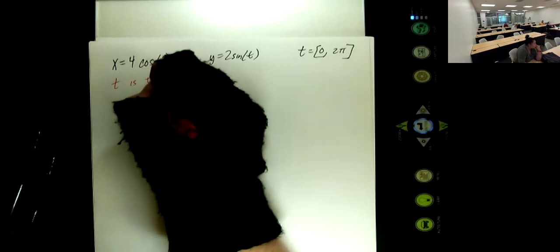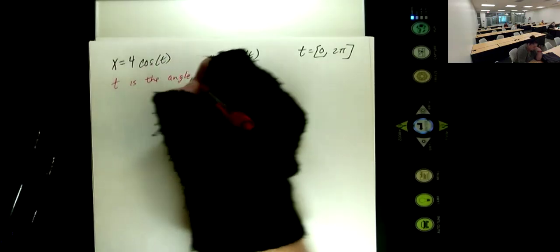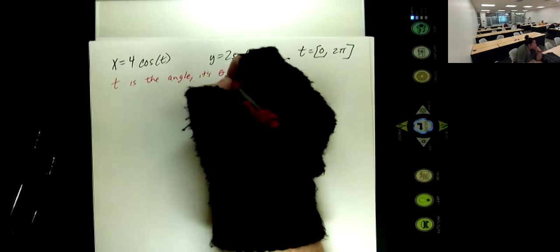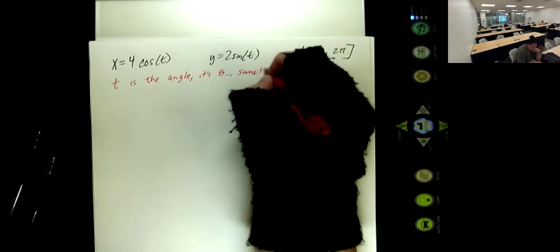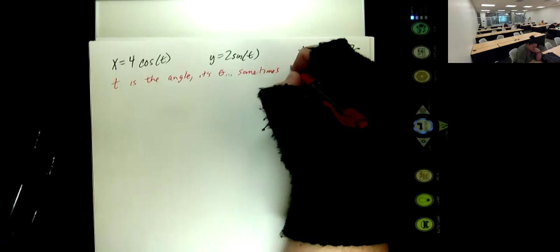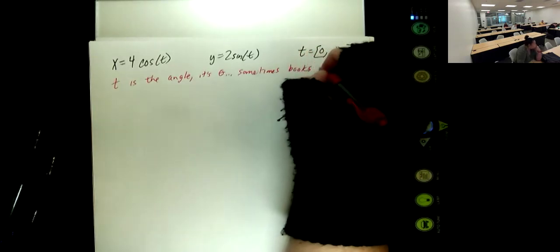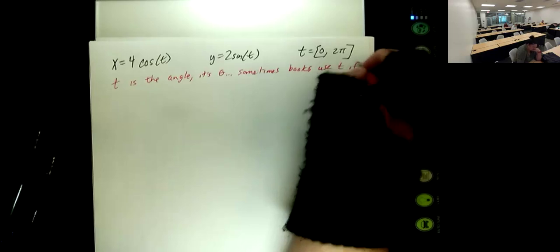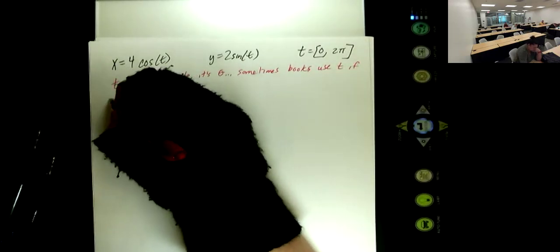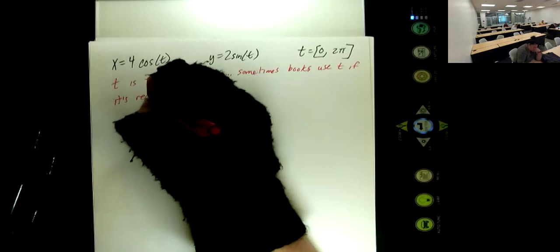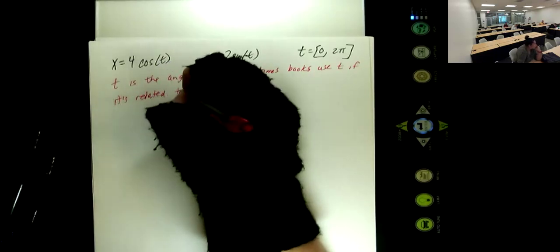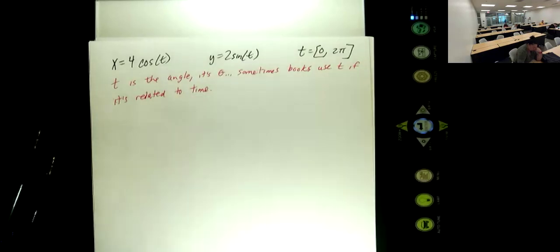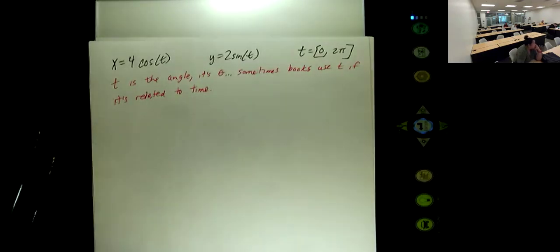T is the angle, it's a theta. Sometimes books leave it as T, if it's related to time. That way you know it's not just an angle that's changing, it's because time is advancing and what's happening there. So don't let T being inside the function trick you.